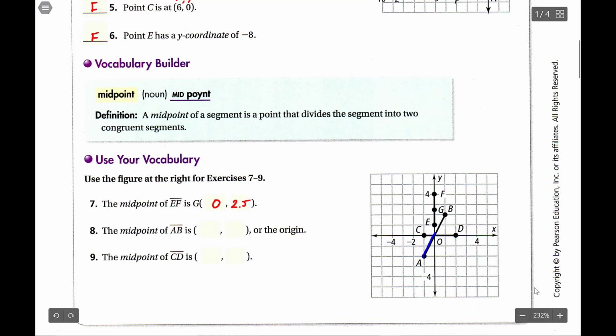The midpoint of AB is blank, or the origin. So here's AB. So that is going to be (0, 0). If it is at the origin, its ordered pair is (0, 0). Then we have the midpoint of CD. Midpoint of CD is this horizontal line, and that's going to be the halfway point. So the x-coordinate is 1/2, or 0.5, and the y-coordinate is 0.